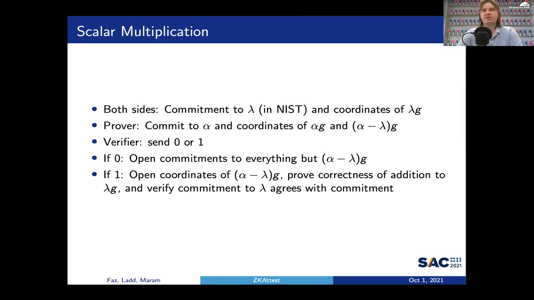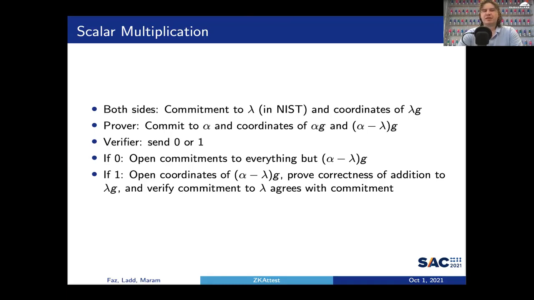And the verifier sends 0 or 1. If the prover gets 0, the prover opens commitments to everything but the coordinates of alpha minus lambda g. This demonstrates that the prover could not have cheated by committing to other values.